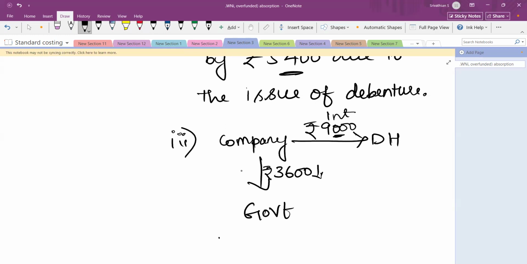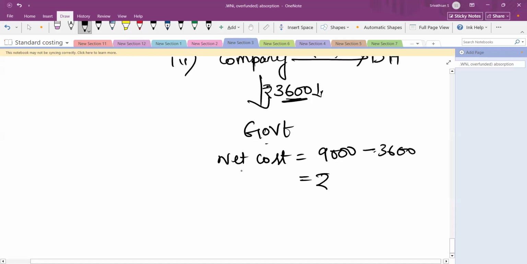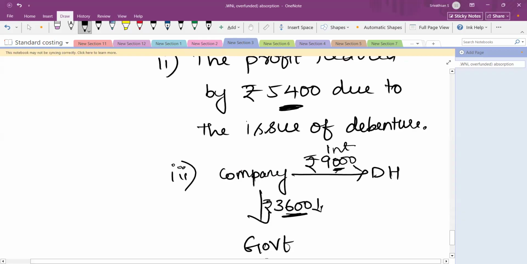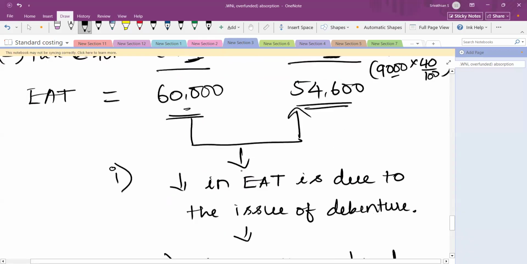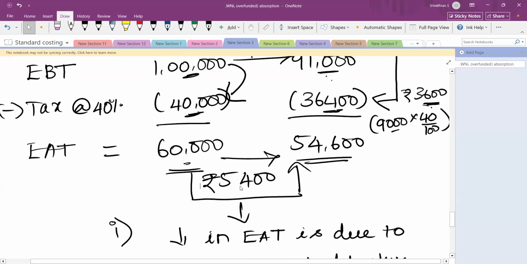So here the net cost for the company is: 9,000 is paid to the debenture holders. Because of paying 9,000 rupees to the debenture holders, the company is paying 3,600 rupees of less tax to the government. So 9,000 minus 3,600, what we get is rupees 5,400, which is nothing but the 5,400 in the second point that we discussed. So the profit of the company is decreasing by only rupees 5,400 and not by 9,000 rupees because of that tax benefit due to the interest expense.